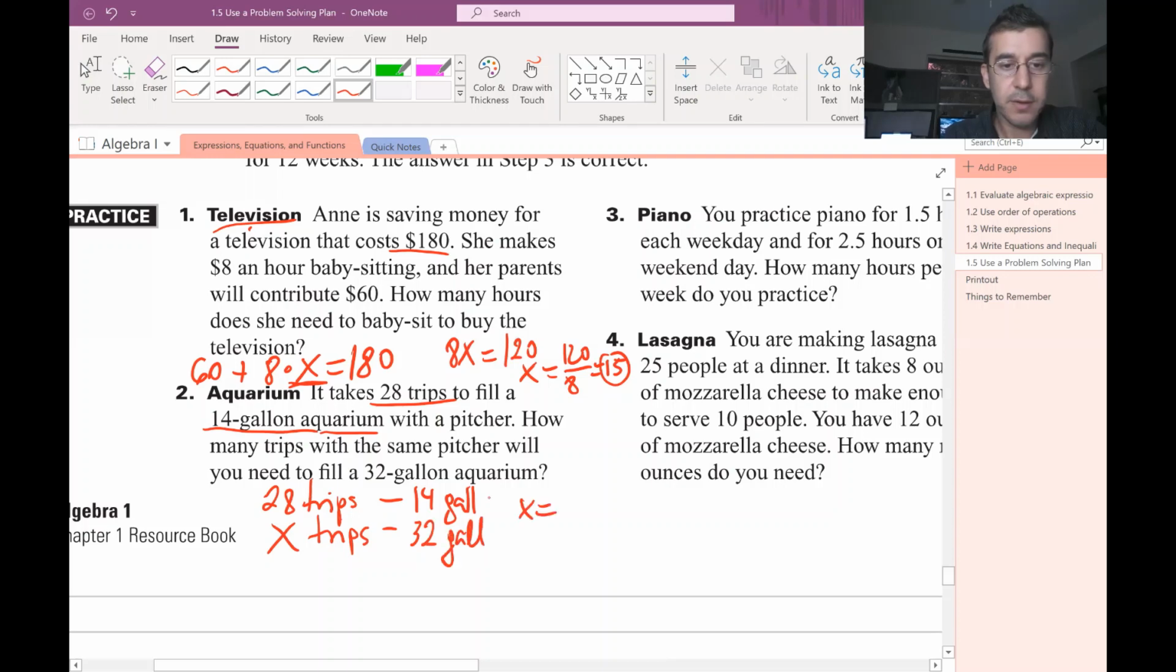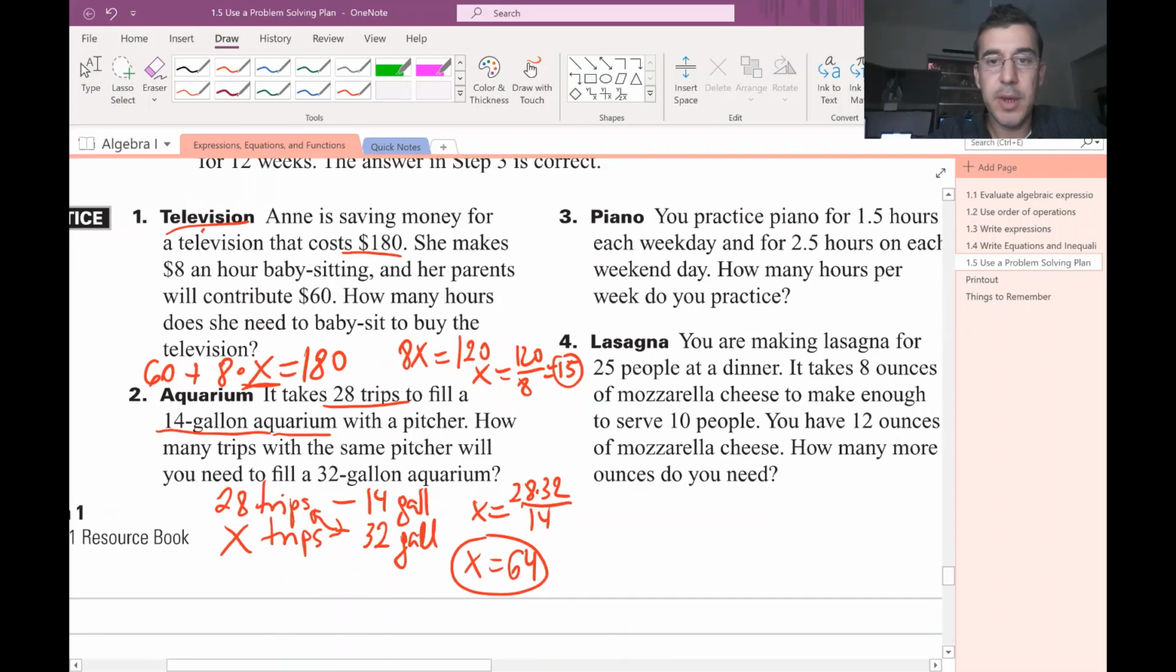So when you have something like that, you cross multiply and you divide by the opposite one. So x is 28 times 32 divided by 14. So let's see. I'm gonna plug that in the calculator, and we're gonna get 28 times 32 divided by 14. We get 64. So you need 64 trips.